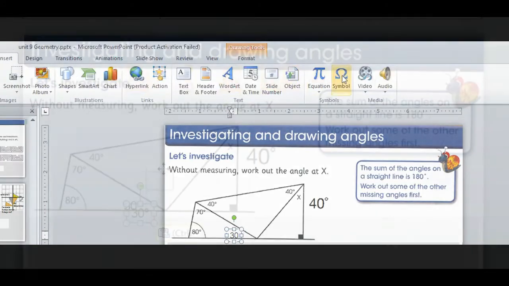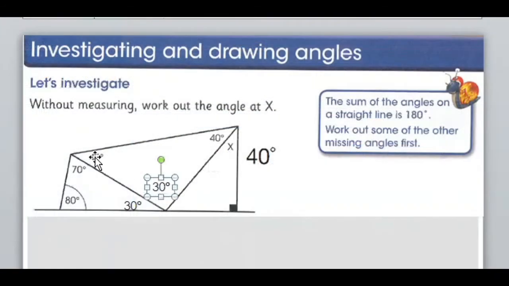Okay, next. If 30 is here, 40 is here, 40 is here. So we know the straight angle is 180. So 40 plus 40 is 80. So which angle is left here? 100, because we will make 180. So here should be 180.